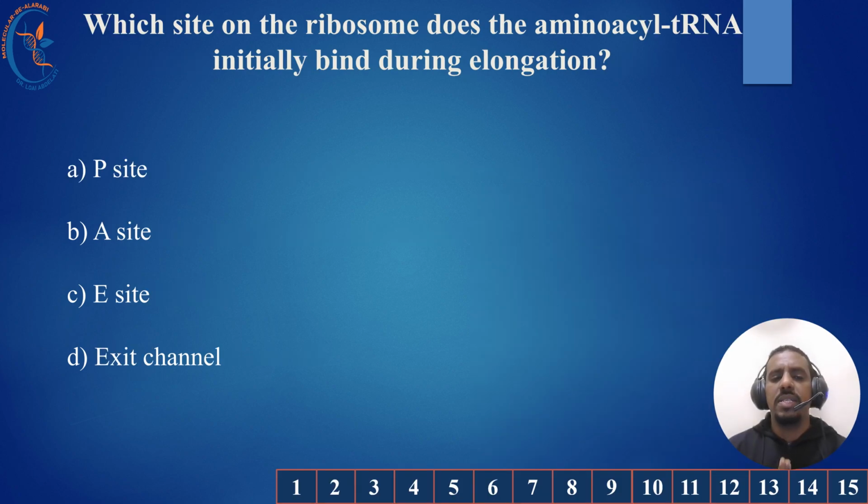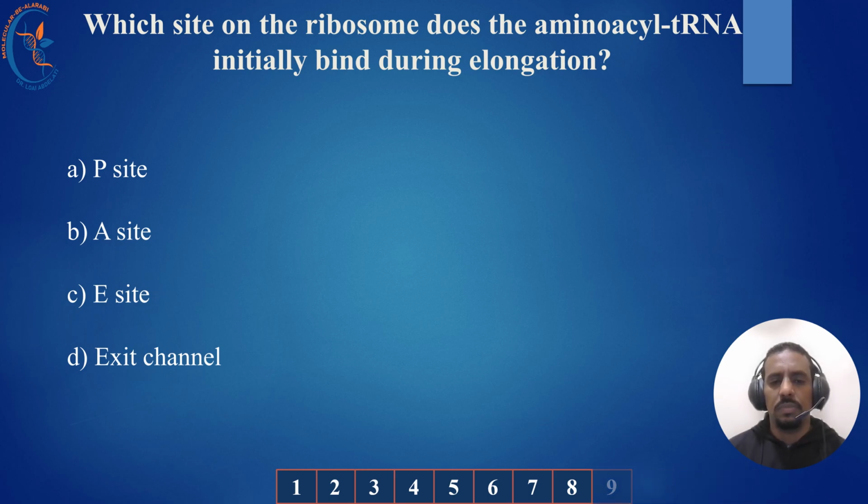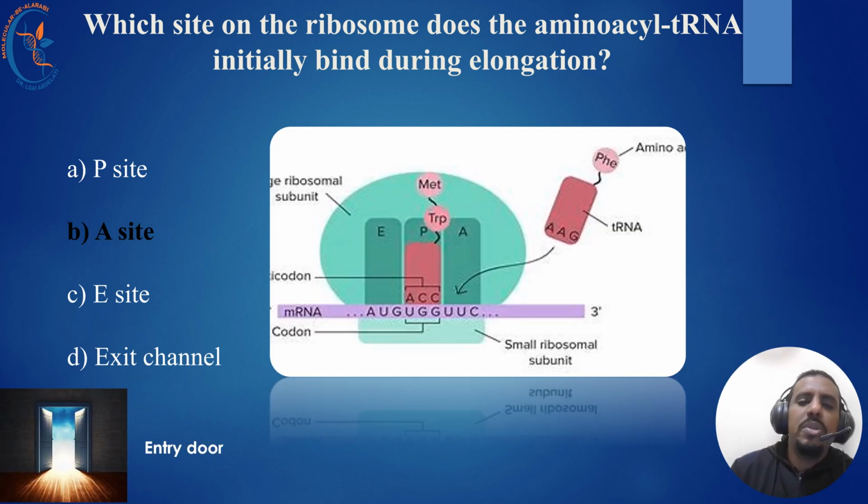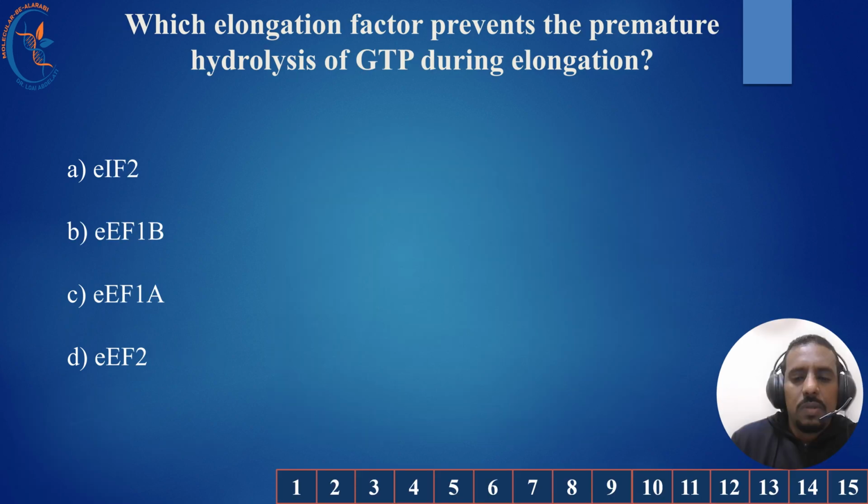Okay, the next question is, which site on the ribosome does the aminoacyl transfer RNA initially bind to during elongation? Alright, during elongation, the aminoacyl transfer RNA initially binds to the A site, or aminoacyl site, on the ribosome. Alright, let's move on. Okay, the next question is, which elongation factor prevents the premature hydrolysis of GTP during elongation?